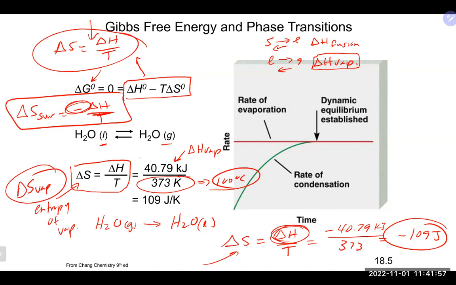Obviously, you could do a similar calculation and calculate something like the delta S of fusion. The only difference is that the delta H here would be our heat of fusion. And once again, that would be your normal freezing point, melting point temperature for the substance.